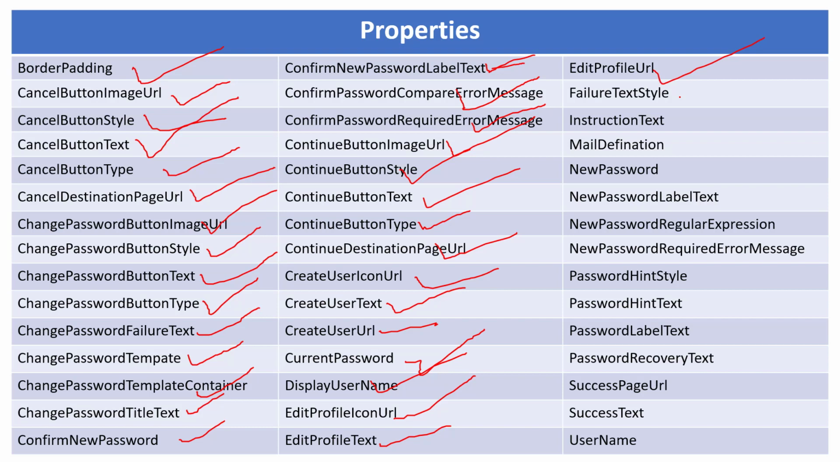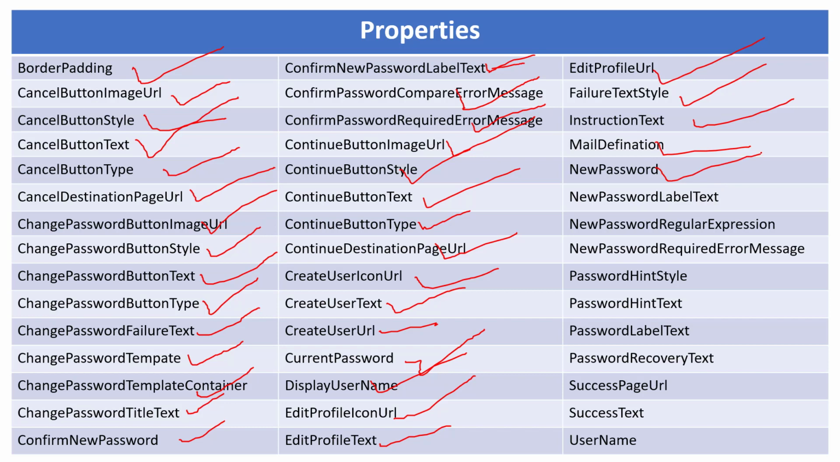Next is failure text style. It is used to retrieve a reference of style property to define the look of the error message on the change password control. It is used to retrieve or specify informational text that appear on the change password control between the change password title text and input boxes. Next is mail definition. It is used to retrieve a reference to a collection of properties to define the email message that is sent to user after they have changed their password.